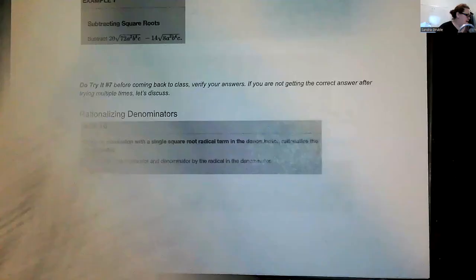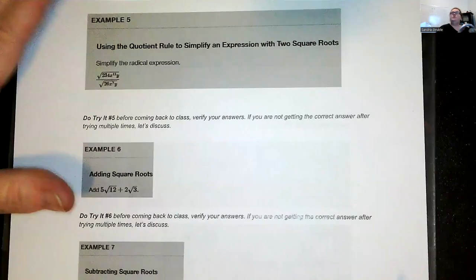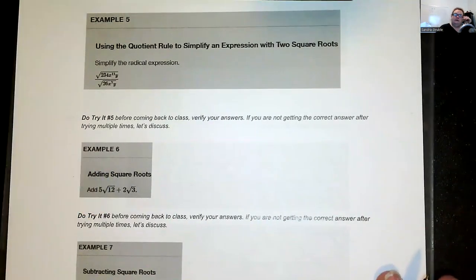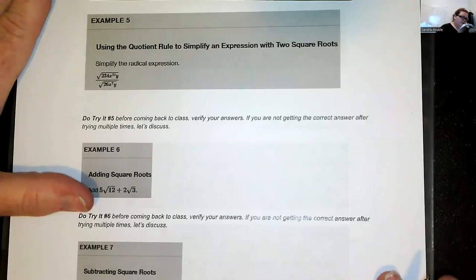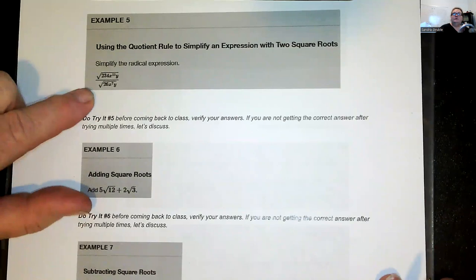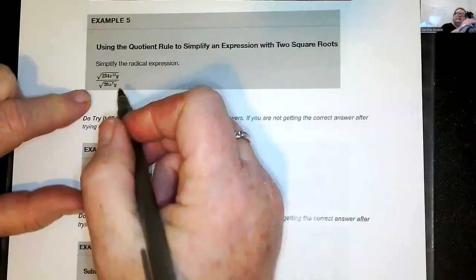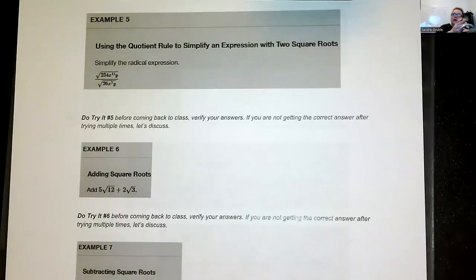And that's how you would leave that. All right, example 5. Using the quotient rule to simplify an expression with 2 square roots. Simplify the radical expression. So we have the square root of 234 x to the 11th y over the square root of 26 x to the 7th y. So I just took that and went one way. We can also take it and go back the other.